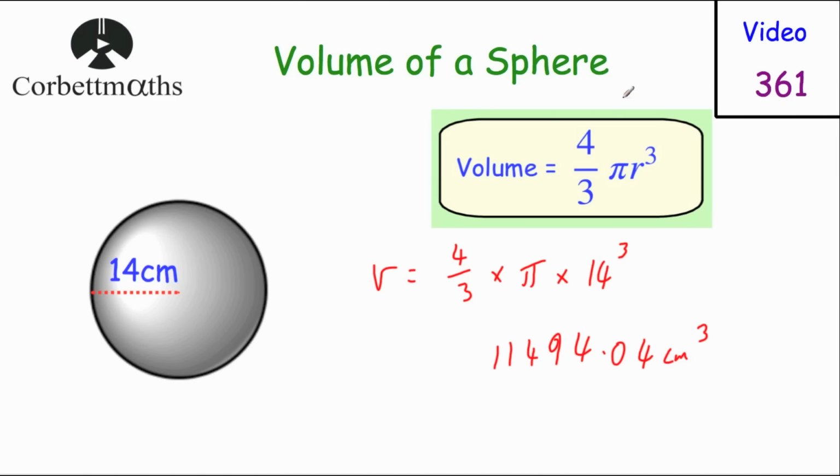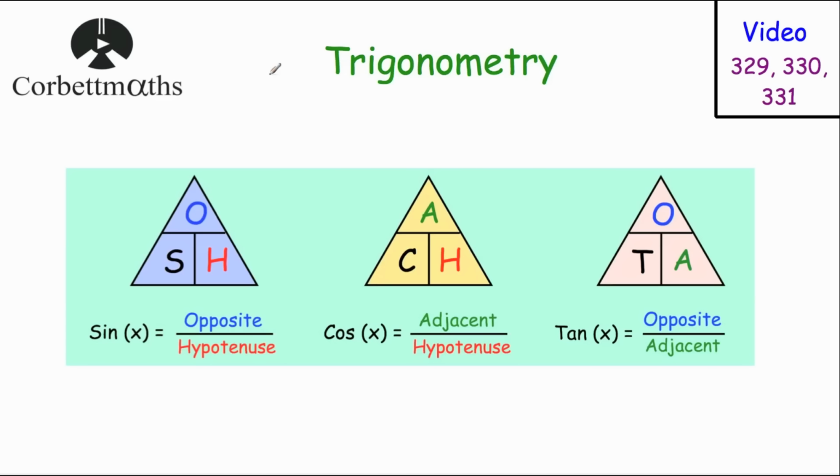Okay, so that's how you find the volume of a sphere. The formula is 4/3 pi r cubed. Our next topic is trigonometry.